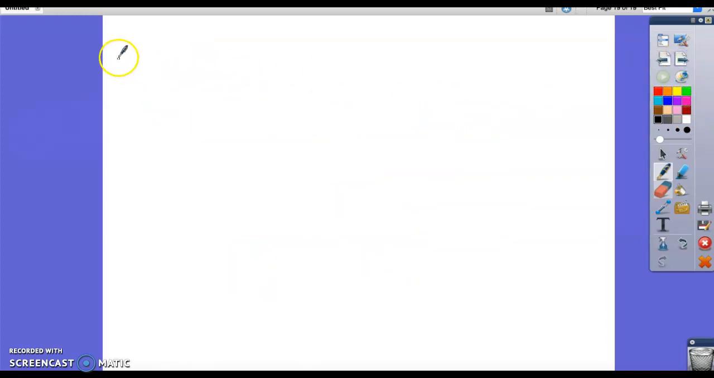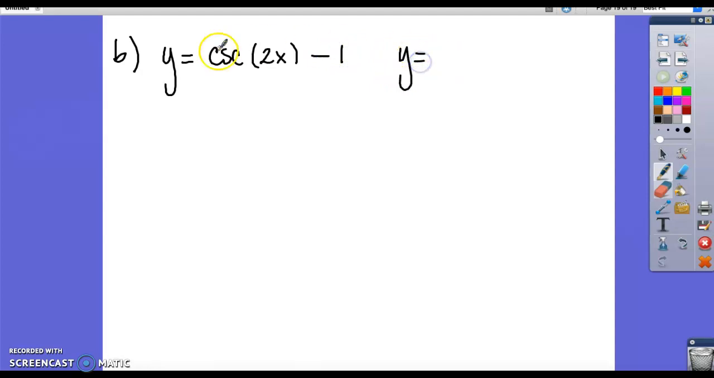Okay, I'm going to try to fit one more in before the time runs out. We'll see. Okay, let's look at graphing y equals the cosecant of 2x minus 1. To graph this, since sine is the reciprocal of cosecant, I'm going to first graph that function.